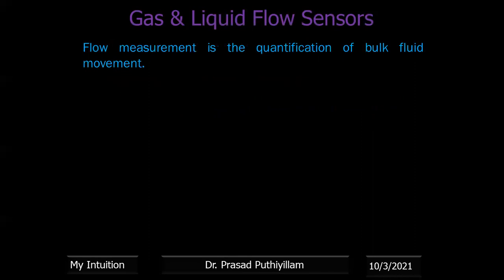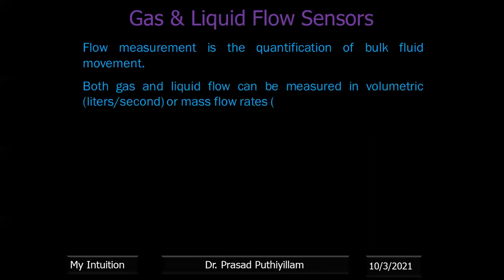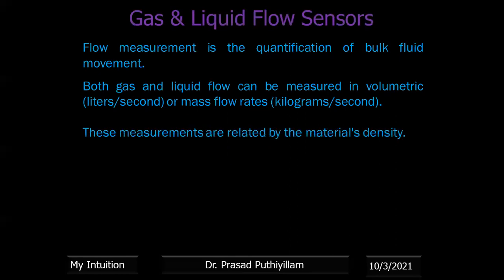Now, gas and liquid flow sensors. The flow measurement is the quantification of bulk fluid movement. Both gas and liquid flow can be measured in volumetric terms, in which the measurement unit is liters per second, or as mass flow rate, in which the unit is kilograms per second. The gas or liquid, either we can measure in terms of its volume, or we can measure in terms of its mass. The measurements are related by the material's density.